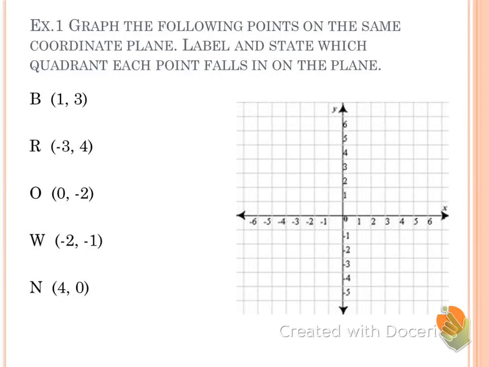Remember that all of our points are x, comma, y. We move left or right first, then we go up or down. We always start from the origin. So from the origin to get to the point 1, comma 3, I need to go right 1 and then up 3, and that is where I will put my point. Right 1, up 3, and I label it point B. That is in the first quadrant, so I'm going to write a Roman numeral 1 by it.